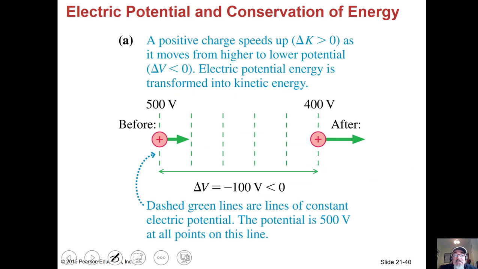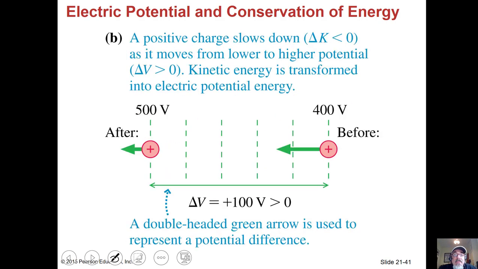Okay, so let's see what we have here. Here's a region where we have 500 volts. Here's a region where we have 400 volts. Now a positive charge will go from higher potential to lower potential. It will want to speed up. So we're going from 500 to 400. That would be like going from a higher elevation to a lower elevation. So a positive charge would speed up there. Okay, a negative charge would not want to do this on its own.